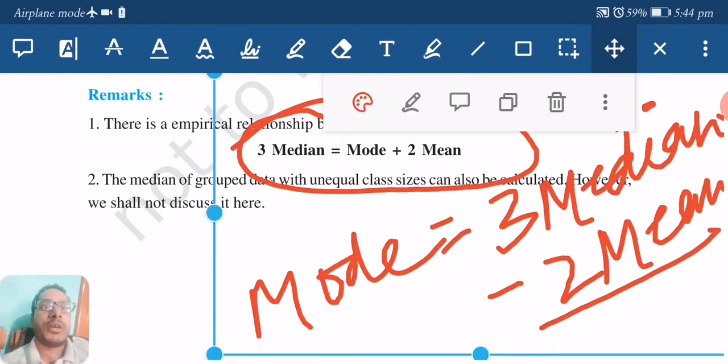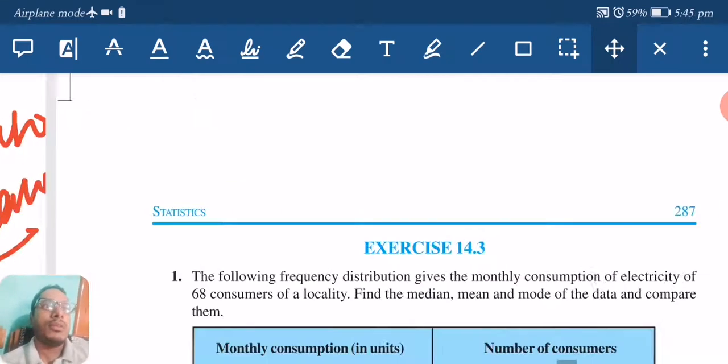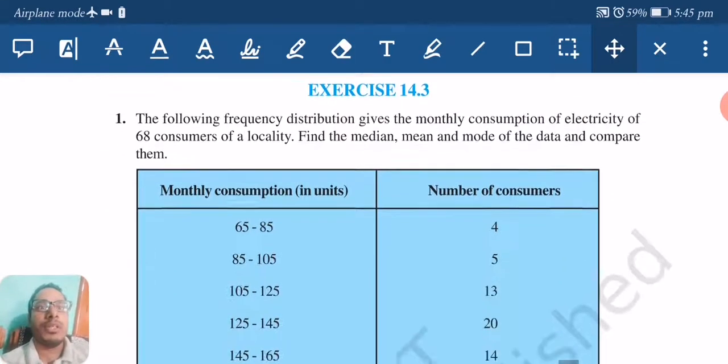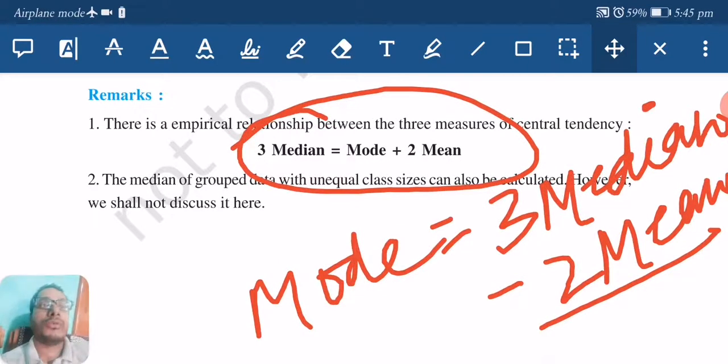Moving to the next part, we have exercises to solve. Exercise number 14.3. Class, your homework is to solve all the questions of exercise number 14.3.